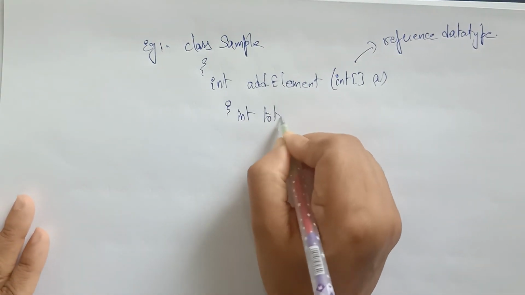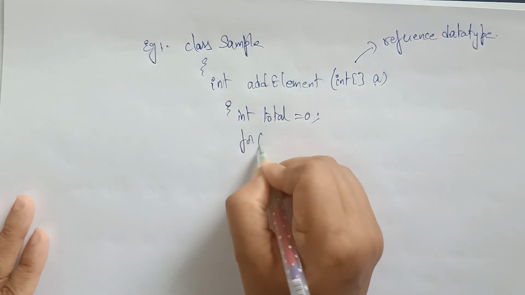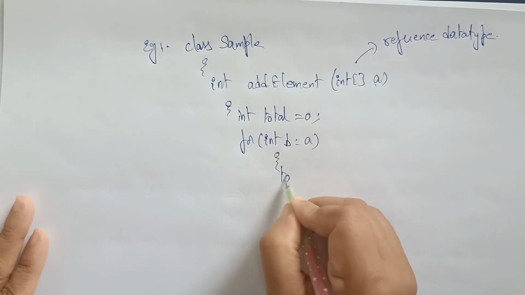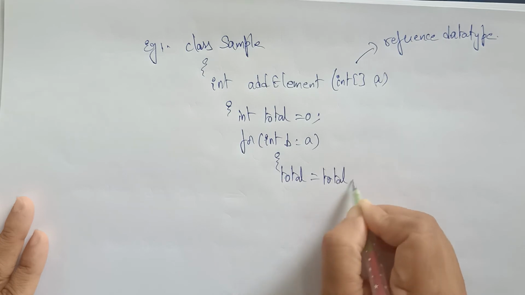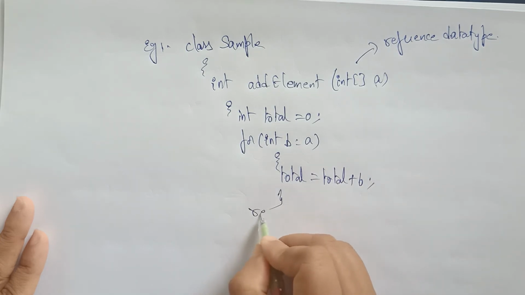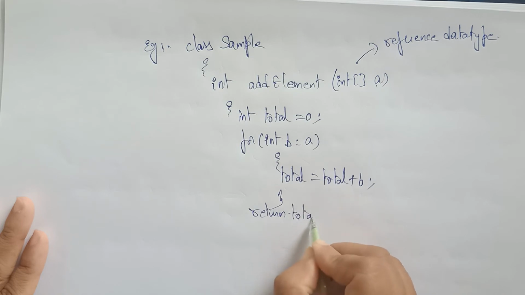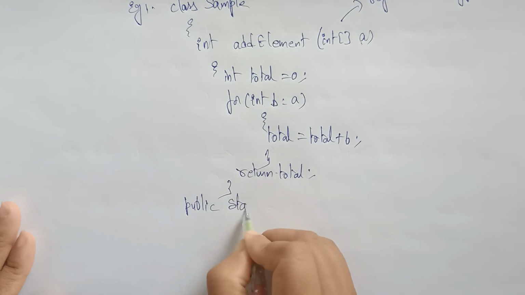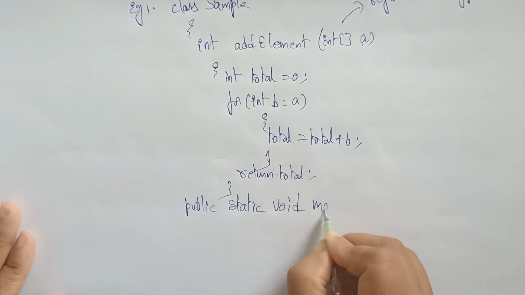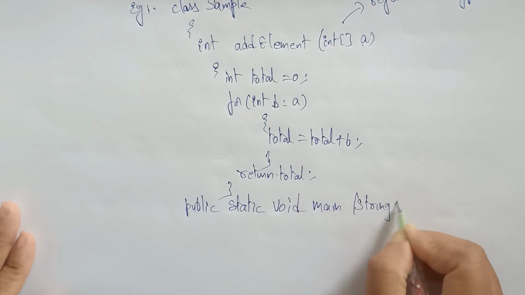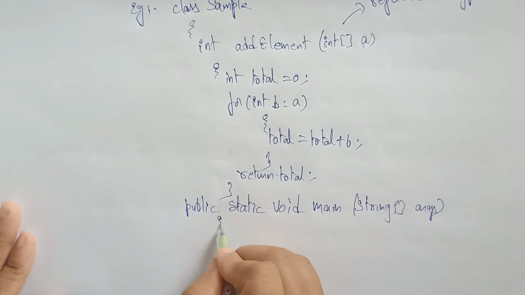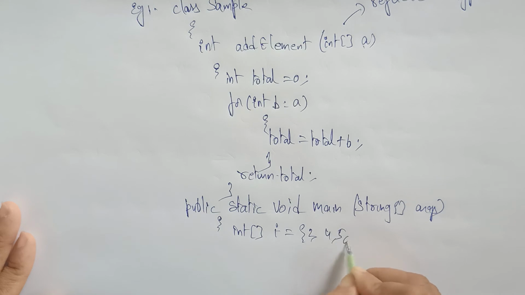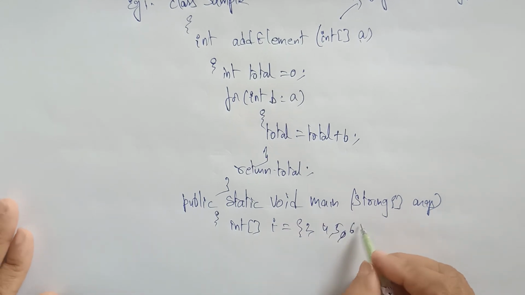Int total is equal to 0. For, I'm taking the enhanced for loop. First let me write the program, then I will explain. So the return value is there, return total. Okay, so I'm not closing the class here, and here I'm writing the public static void main. Okay, so int I is equal to, I'm just initializing the reference variable, whatever the variable I, the int I, 2, 4, 5, 6.